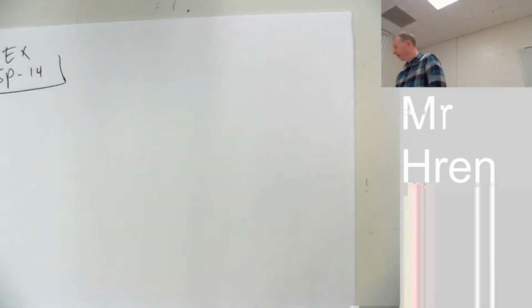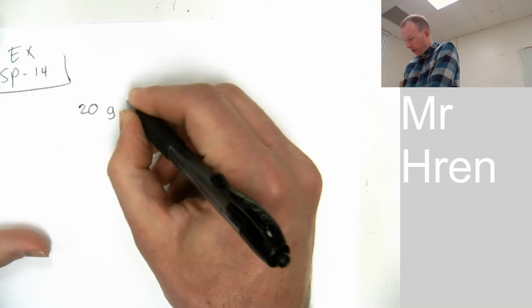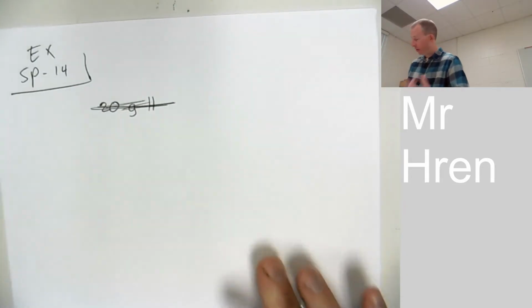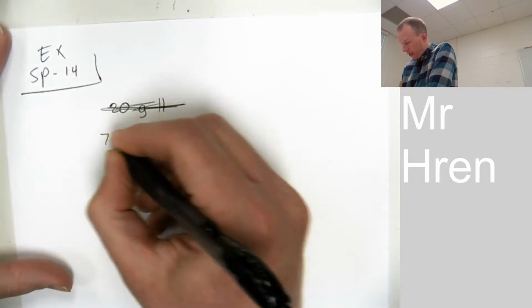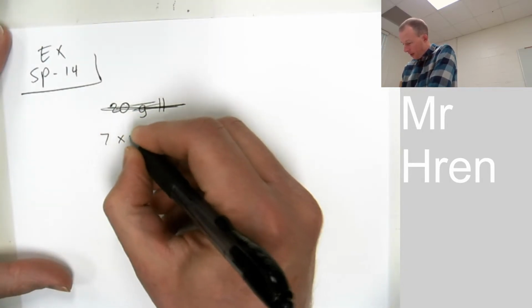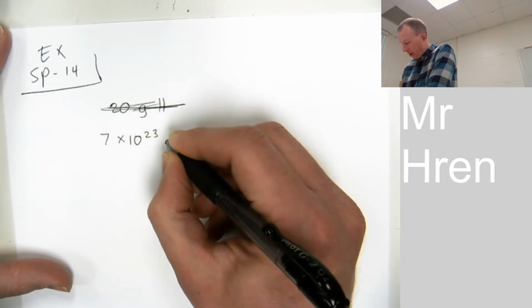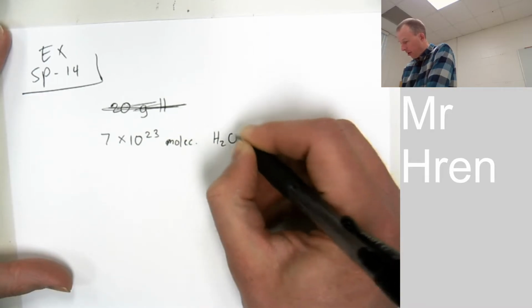All right. So the big difference is that this will be a compound instead of an element. So we'll keep it simple. Let's say we start out with 20 grams. Or no, I don't want to start with grams. Because remember, I want to do this in the reverse direction. Let's say we start out with 7 times 10 to the 23rd molecules of water.